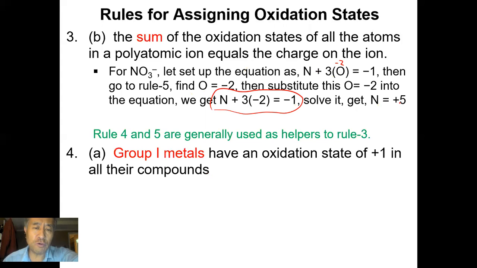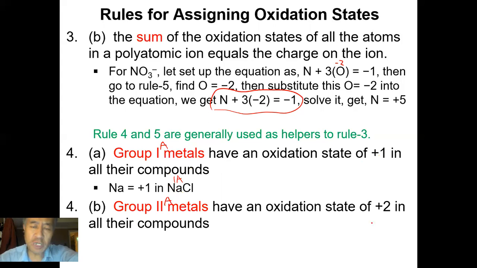For rule four, you have 4A, which means for those group 1A metals, they have plus one for their oxidation state. For example, Na in this compound in group 1A, so you give Na plus one. If you have group 2A, then you will give them plus two. One example is magnesium chloride. So in magnesium chloride, this magnesium Mg has oxidation state plus 2.